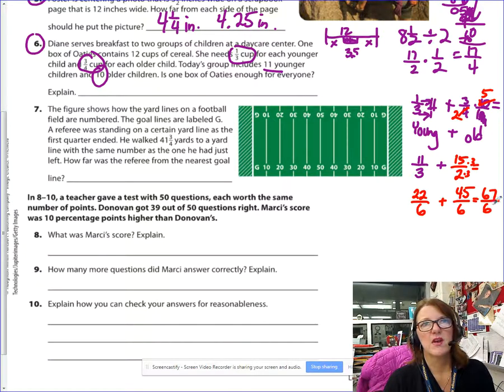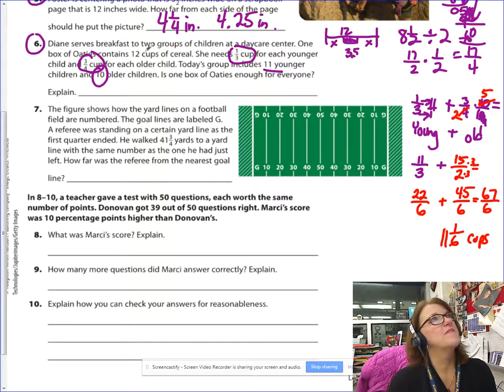So as you're thinking about how many times 6 can go in there, I know it can go in there 11 times. That'd give me 66, and I'd have 1 left over. Hey, that's the total cups of cereal I need. I have 12 in the box, so I'm just going to make it. I'll have a little bit left over.